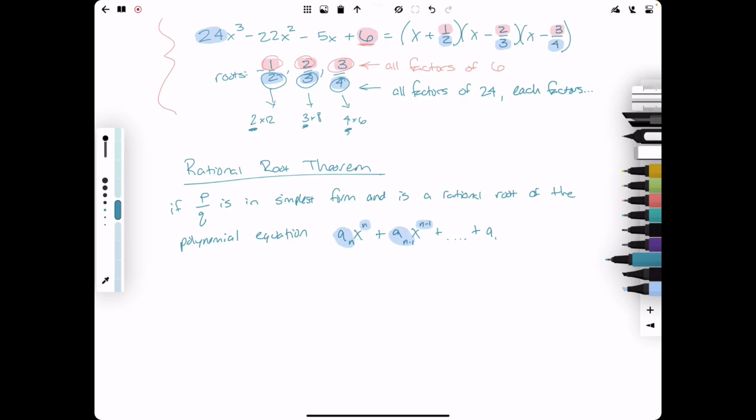the first coefficient of just x to the first. I'm not going to even write the first. We don't write that. Plus a sub 0, which is your constant, and that all equals 0.